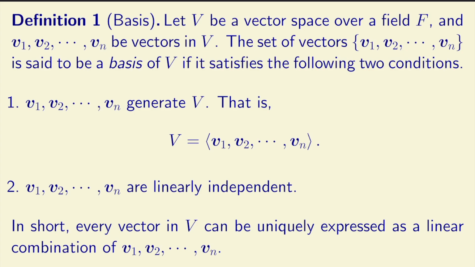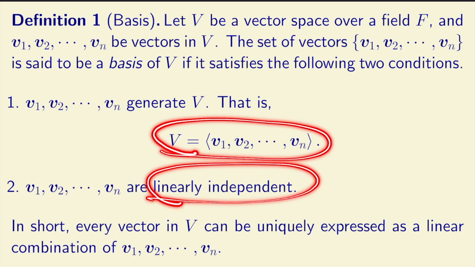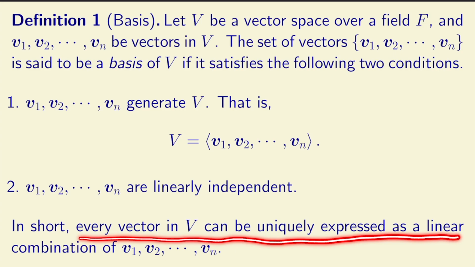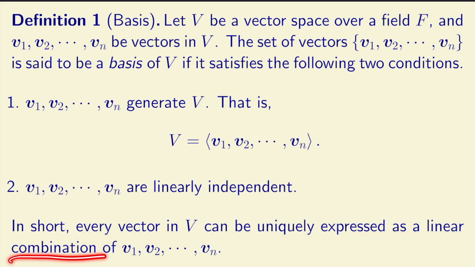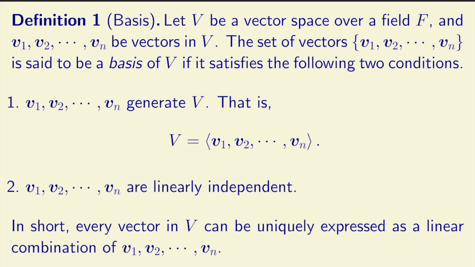Perfect. In short, a basis is a set of linearly independent vectors that span the entire vector space. This also implies that every vector in V can be uniquely expressed as a linear combination of the basis vectors. This uniqueness is a direct consequence of linear independence. That makes sense. It's like they are the minimal set of building blocks for the vector space.